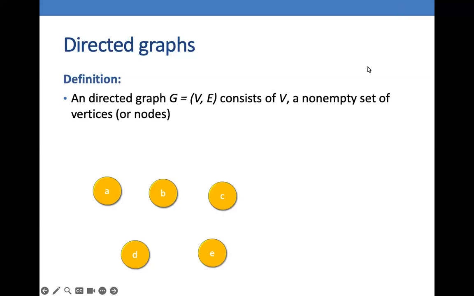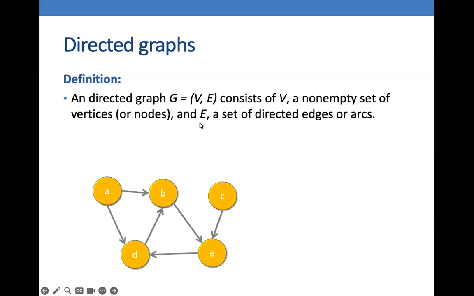So hi everyone, in this video I am going to discuss directed graphs. A directed graph, denoted by G(V, E), consists of V, a non-empty set of vertices or nodes, and E, a set of directed edges or arcs. It is simply a graph in which the edges have a direction, and this is usually indicated with an arrow on the edge. You can see here an illustration of a directed graph.